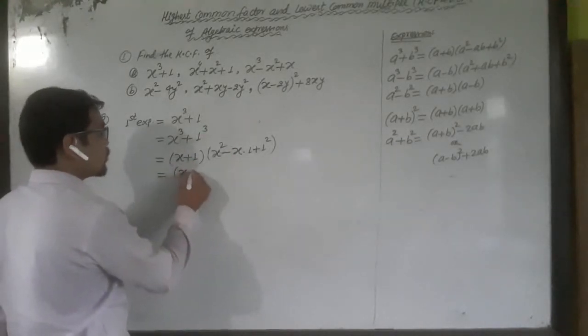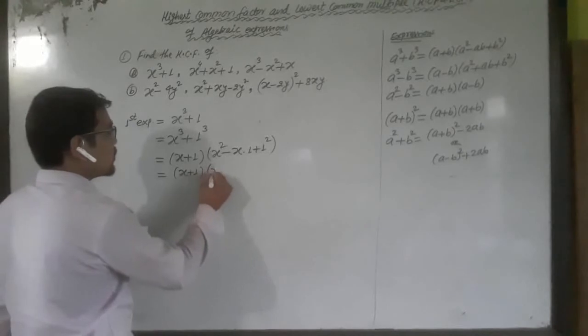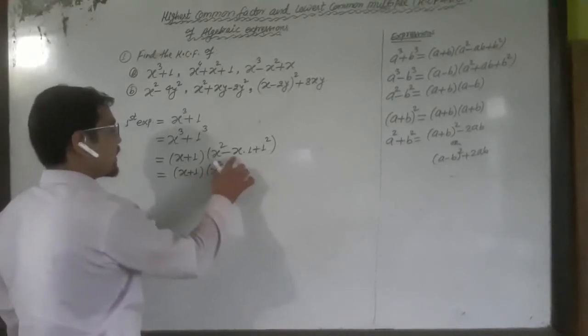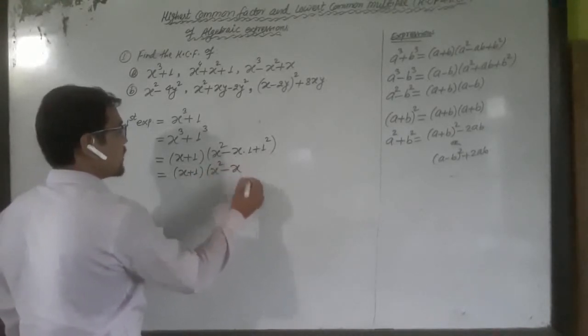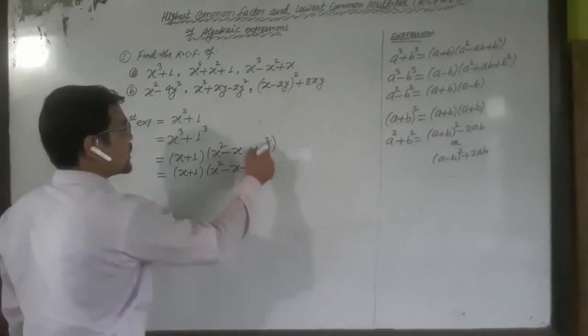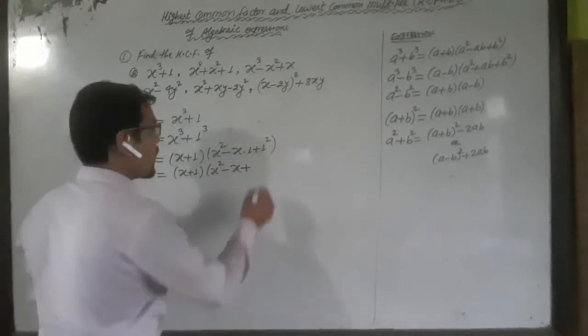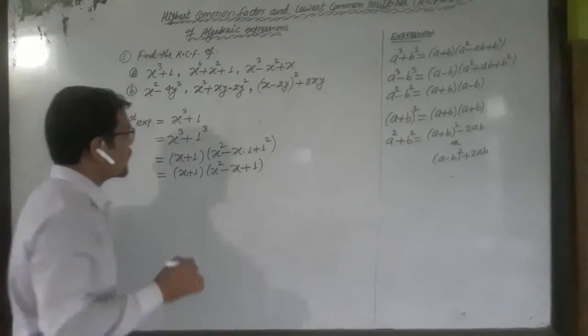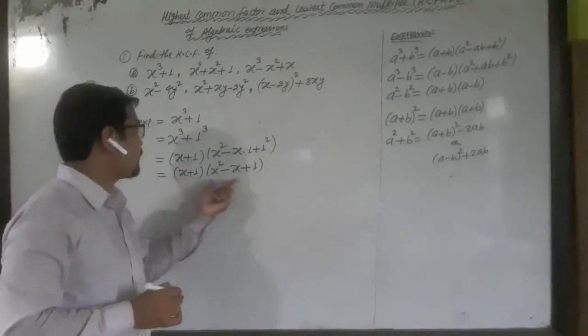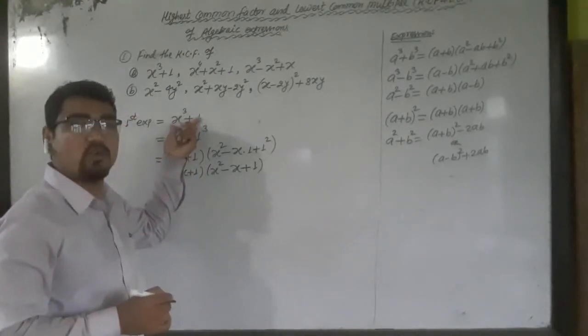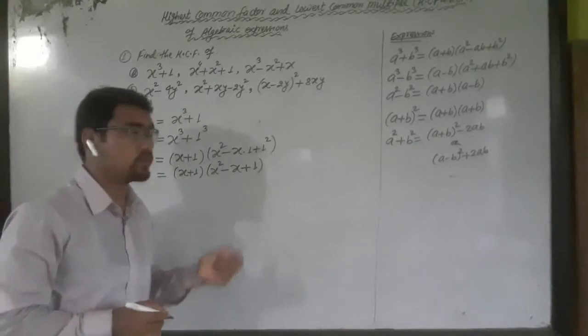This is x plus 1 here. This is x square and minus x multiplied by 1, then x as it is, plus 1 square, 1 into 1, 1, so 1 you know. So these two are the factors of this x cube plus 1. So the first expression's factorization is done.